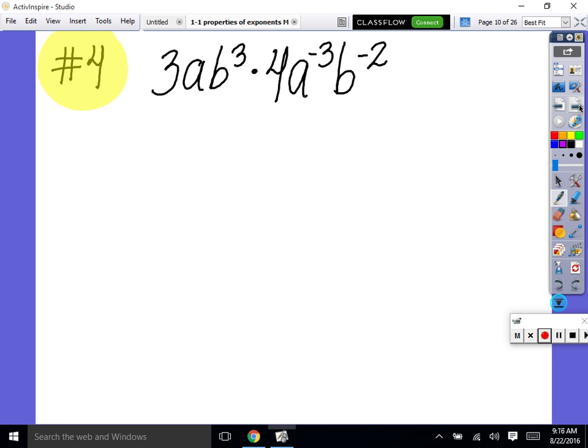Okay, number 4 on your worksheet. Let's do it together. Here we go. Number 4 on your worksheet. 3ab cubed times 4a to the negative 3, b to the negative 2. So we have a bunch of things here. Aren't they just all being multiplied? Yeah. Let's reorder it then. 3 times 4 times a to the first. I want you to write those in so we're really good at it.